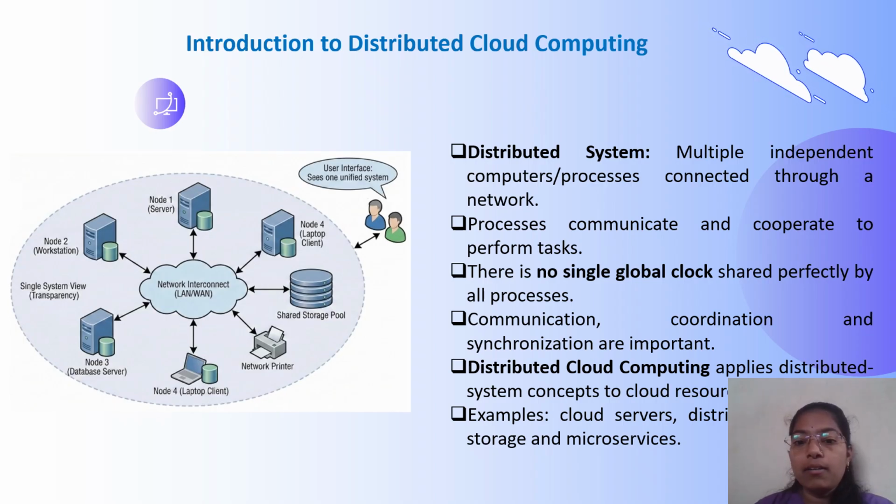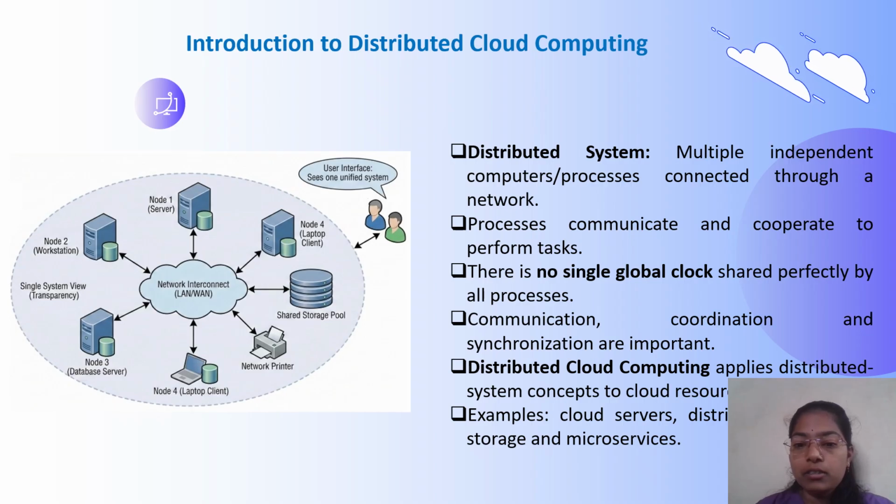For example, when we use Google Search, Gmail, or Amazon, the work is not handled by a single computer, but the user feels it is like a centralized system. Instead, many servers located at different places work together and provide the services to the users. Now, when the distributed sources are deployed onto the cloud infrastructure, it is called distributed cloud computing.